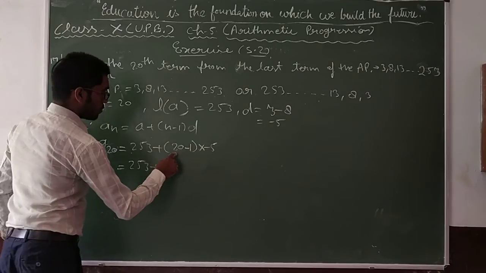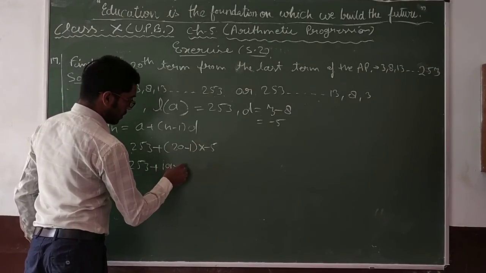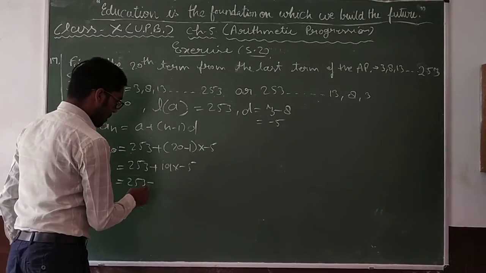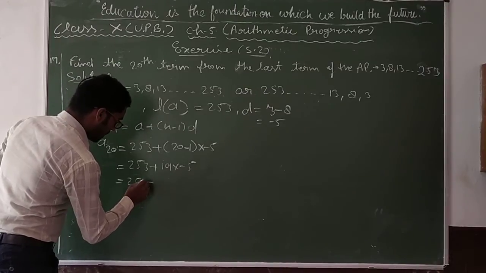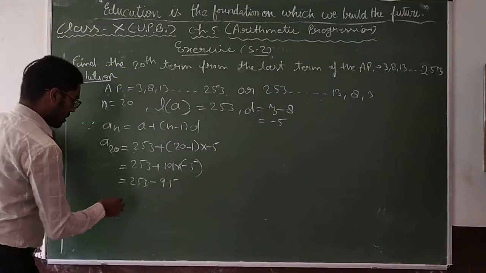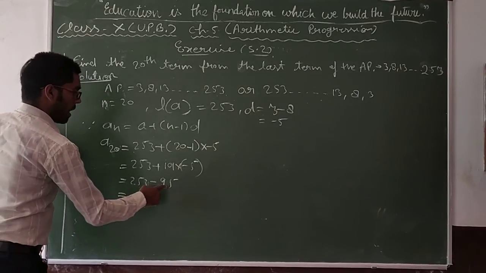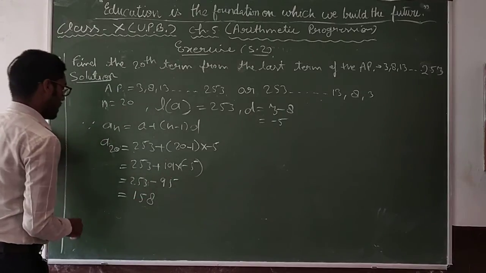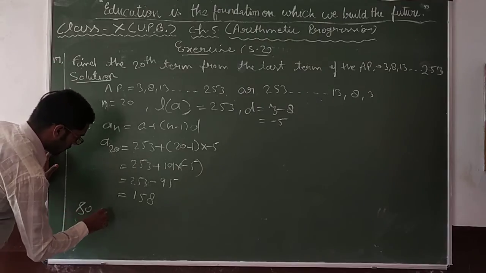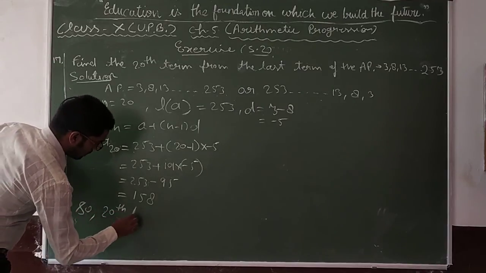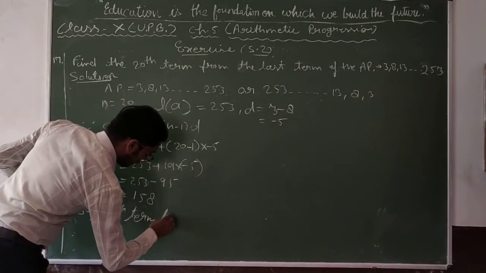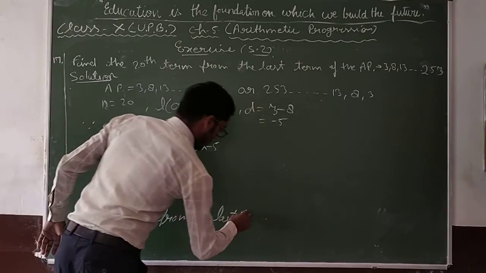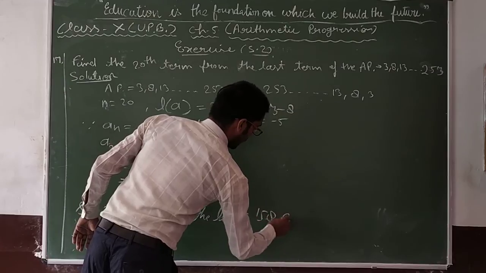253 plus 20 minus 1, which means 19, into minus 5. Then 253 plus into minus means minus. 19 times 5 is 95. 253 minus 95, then you will get 158. So your 20th term from the last is equal to 158. That is your answer.